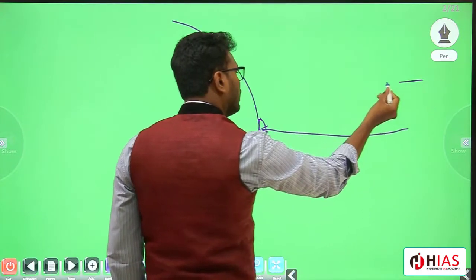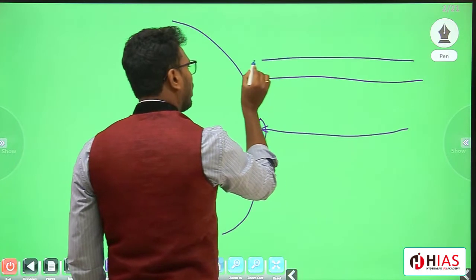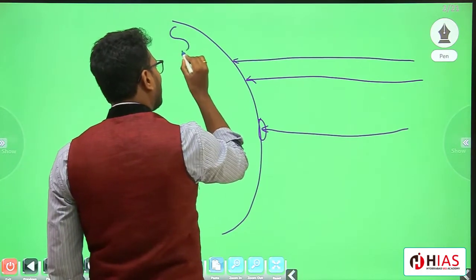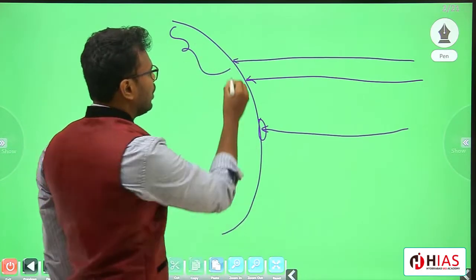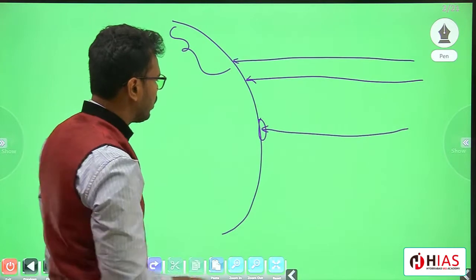Similarly, just imagine the light is falling over here. Here the light starts to bend a little bit, so that means the intensity will be decreasing more and more. The same thing is happening with respect to the Earth surface.